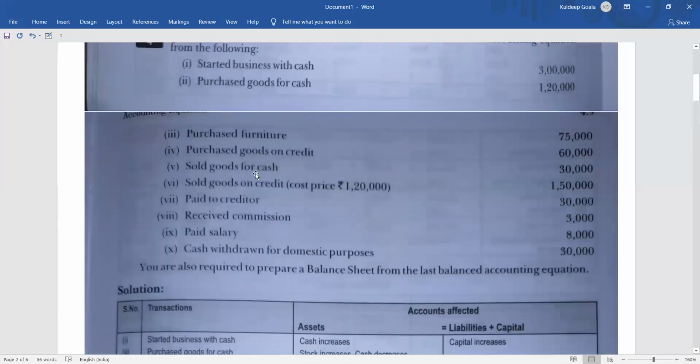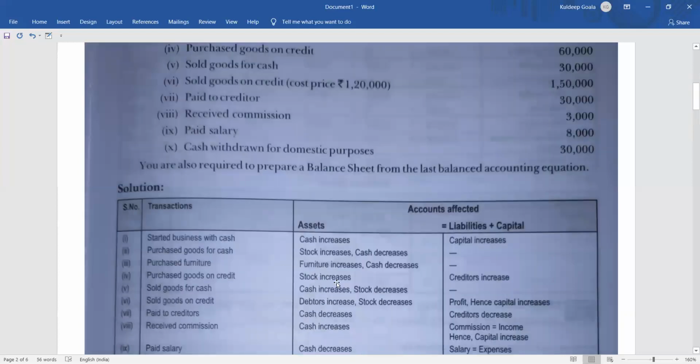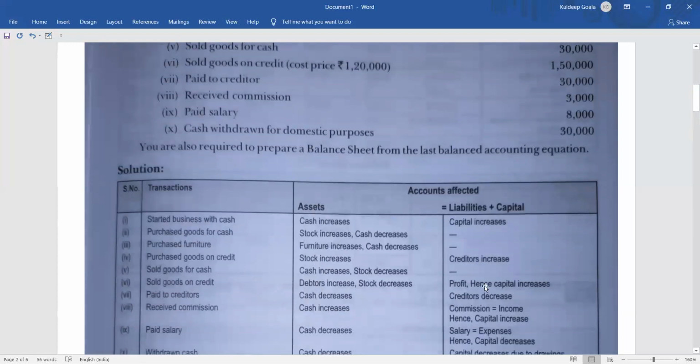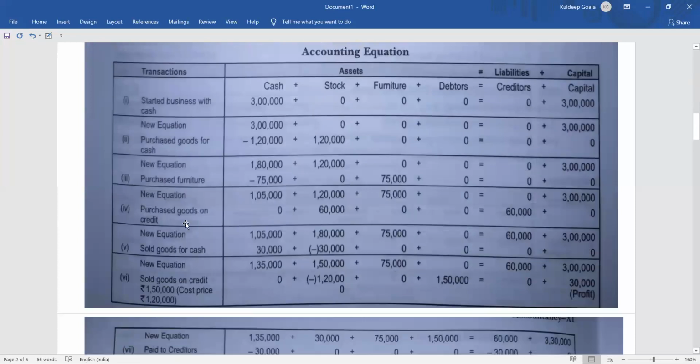Then coming to the next one, purchased goods on credit 60,000. So here goods are coming, so stock will increase, isn't it? Purchase goods on credit, stock will increase, and at the same time we are purchasing on credit, so creditor will also increase in the liabilities. So what will you write? Purchase goods on credit.